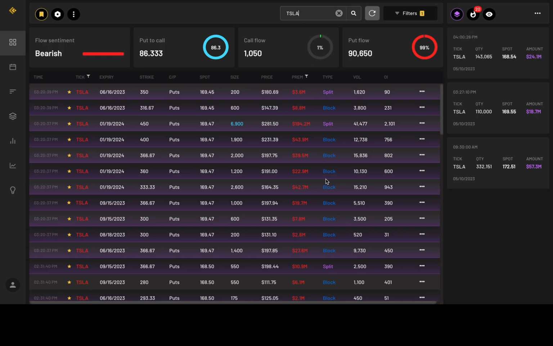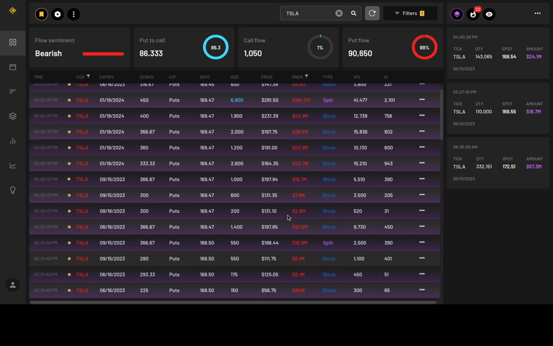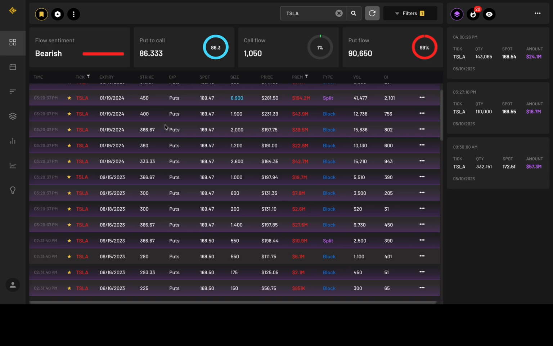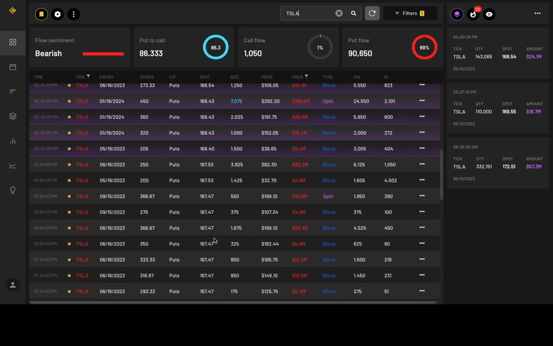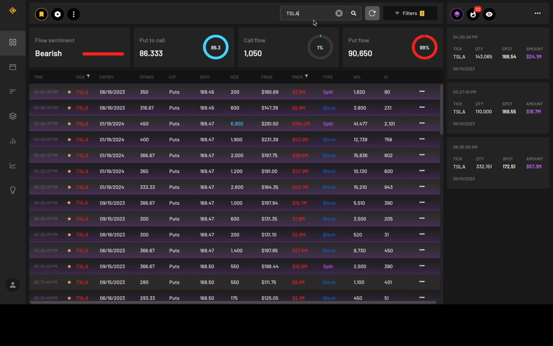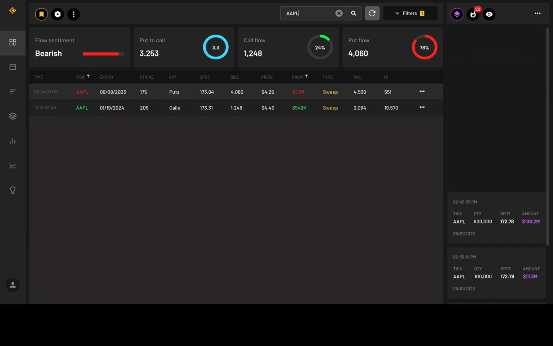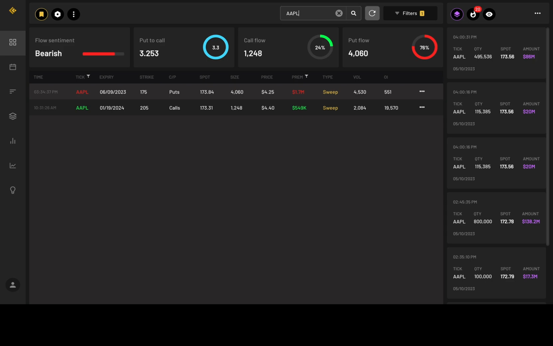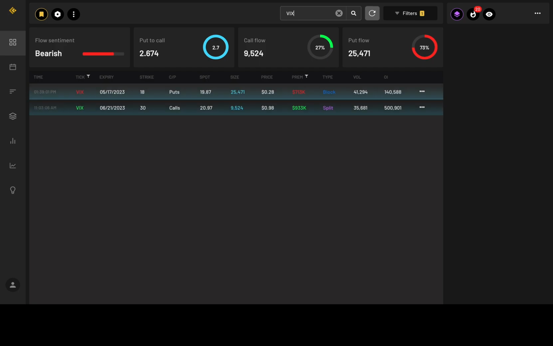Tesla 98% in puts, over 90,000 contracts in puts compared to 1,000 contracts in calls. Block orders. Holy moly, some very, very in the money puts. As usual, big move incoming for Tesla when I see flows like this coming in. All right, I can't wait. Use the levels, guys. And not much activity for Apple, but overall bearish. And here is the VIX. 73% in the puts. 25,000 contracts in the puts compared to 9,000 contracts in calls.